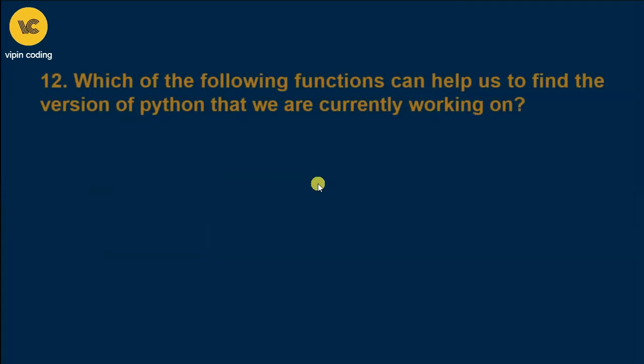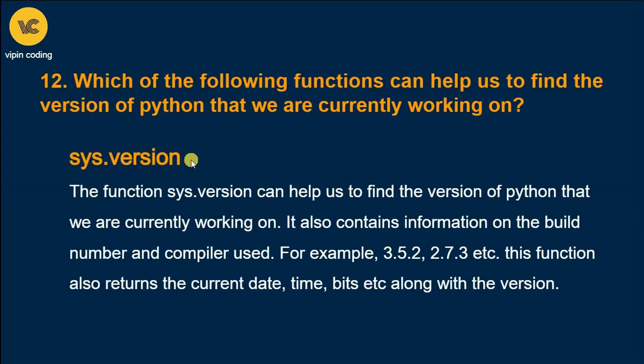Let's see the answer. sys.version will help us to find the version of Python. The function sys.version can help us to find the version of Python that we are currently working on. It will also contain information on the build number and compiler used, for example 3.5.2, 2.3.7, etc. This function also returns the current date and time along with the version.